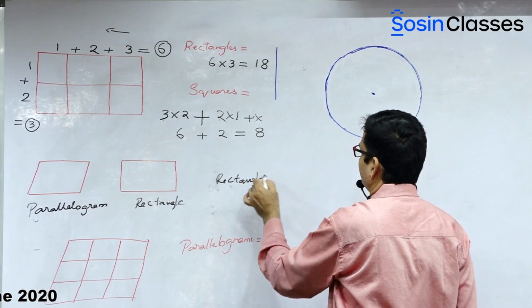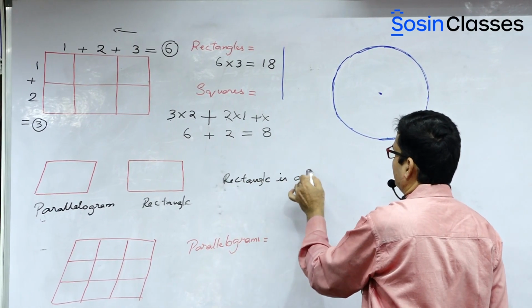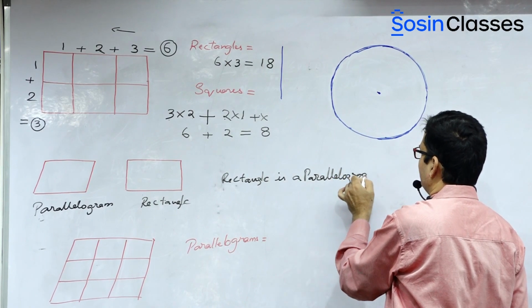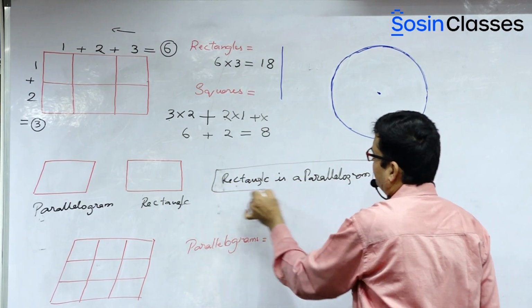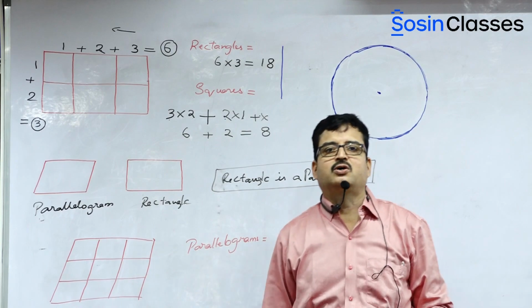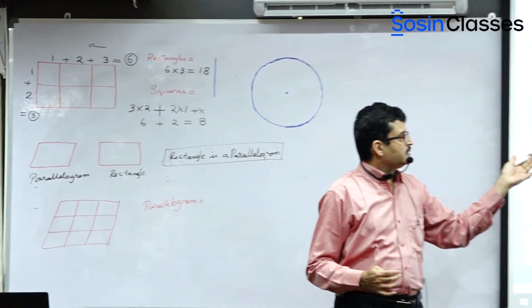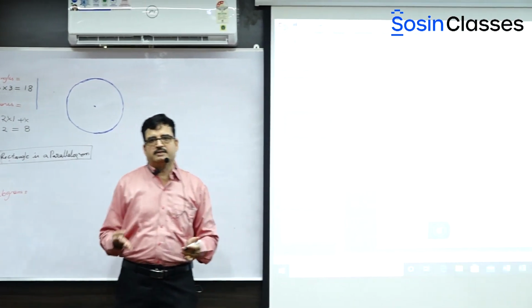Rectangle is a type of parallelogram. So this point is important. Now in the given question, they are telling you to find out how many parallelograms are there if 4 lines are intersecting with another 4 parallel lines.